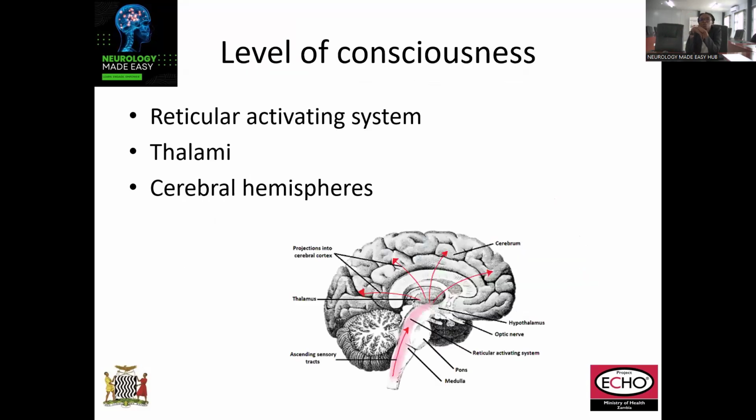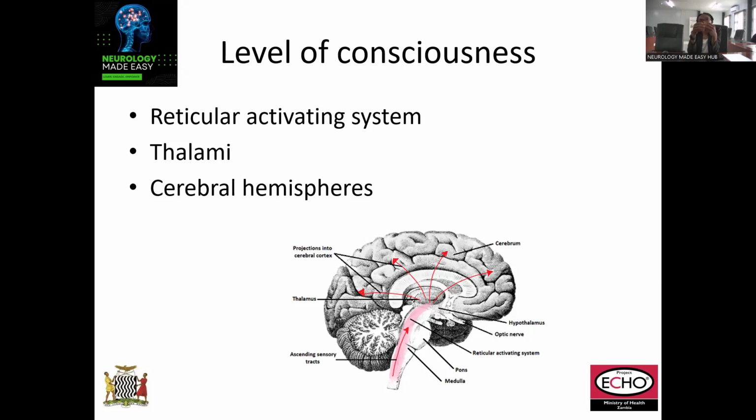The first part is your mental status. And essentially, the mental status is as a result of a combination of the function of the reticular activating system, the thalamus or the thalami, and the cerebral hemispheres. So any impairment in any one of these regions is going to impair the level of consciousness.